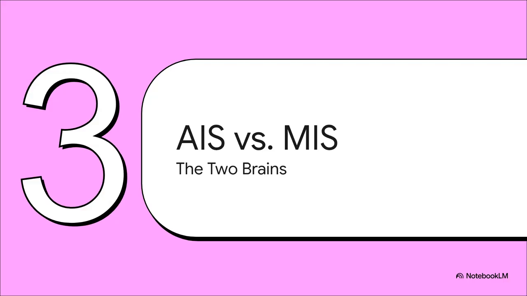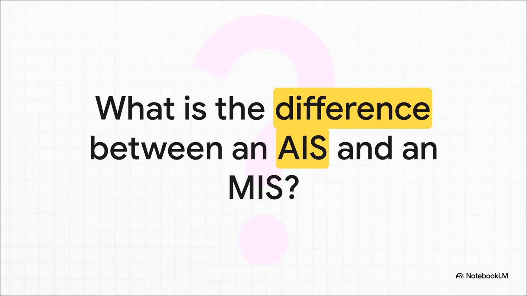Now that we know what these systems run on, let's zoom in a bit and look at the two main types you'll find inside pretty much any big company. Yeah, this is a big question, and it can be a little confusing, but the difference is actually pretty clear once you see how they split up the work.